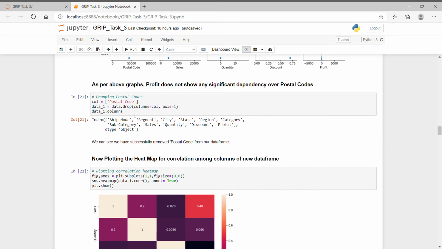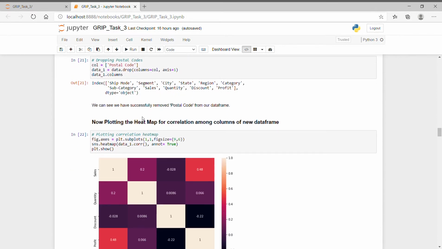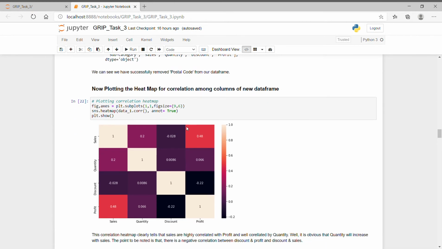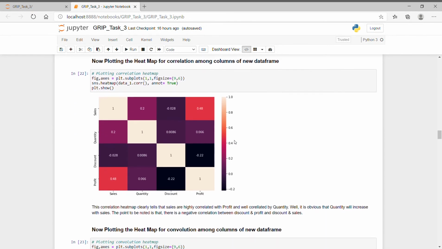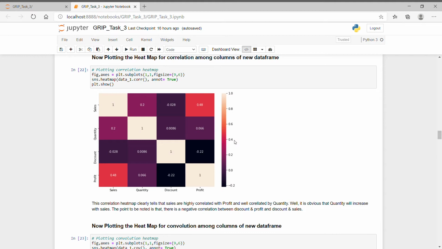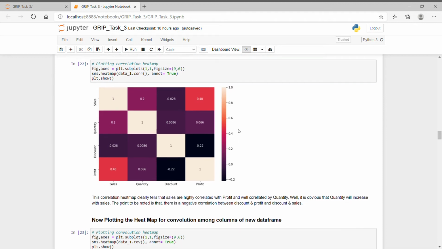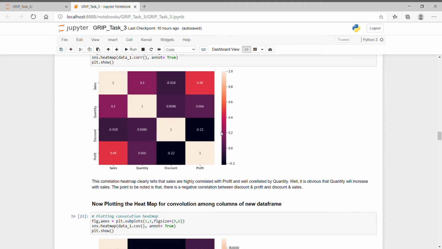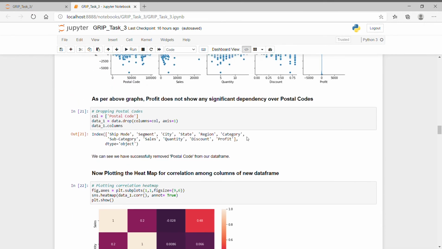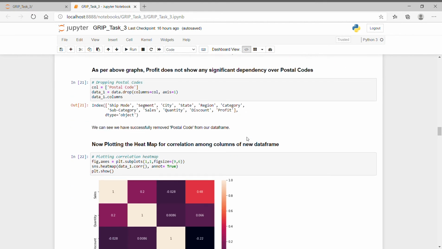So further from here, we'll be calling our dataset data 1. Now let's plot a heat map for correlation. It is clear from this heat map that sales are highly correlated with profit and well correlated with quantity. It is obvious that quantity will increase with sales. The point to be noted is that there is a negative correlation between discount and profit, and discount and sales. We have already noticed that in our above table when we plotted the correlations.